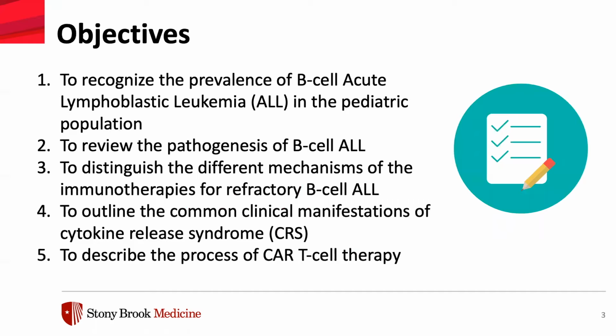So today's objectives are first to recognize the prevalence of B-cell acute lymphoblastic leukemia, or ALL, in the pediatric population. 2, to review the pathogenesis behind B-cell ALL. 3, to distinguish the mechanisms of the immunotherapies for refractory B-cell ALL. 4, to outline the common clinical manifestations of cytokine release syndrome. And 5, to describe the process of CAR T-cell therapy.